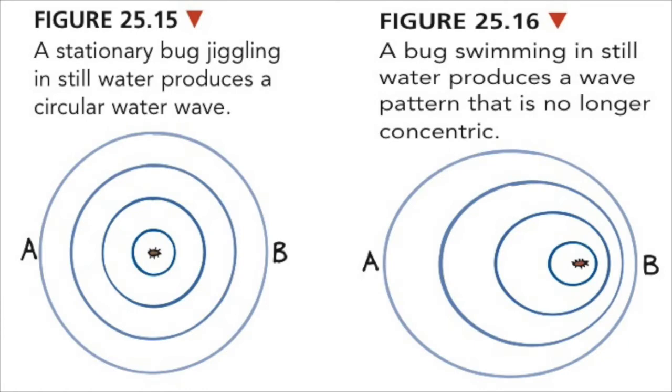Figure 25.15, a stationary bug jiggling in still water produces a circular water wave. Figure 25.16, a bug swimming in still water produces a wave pattern that is no longer concentric.